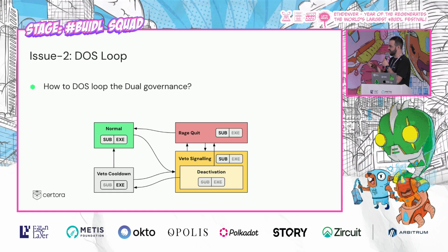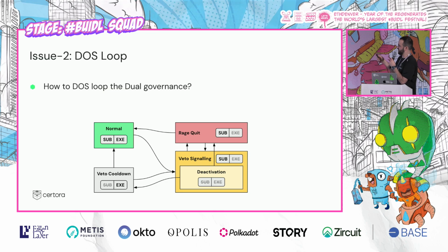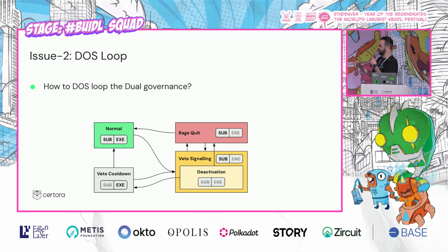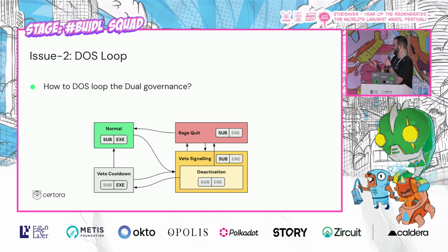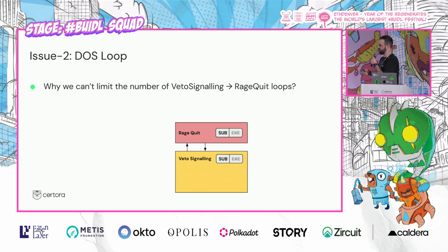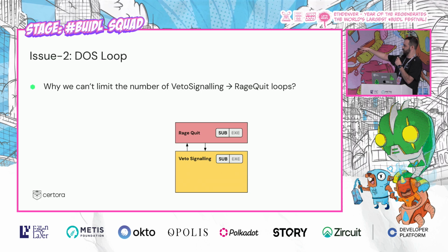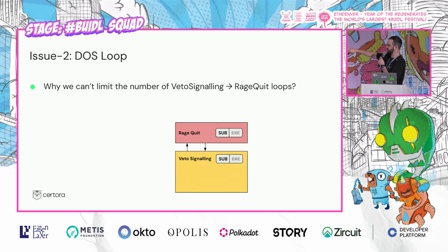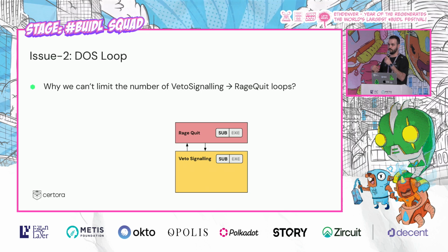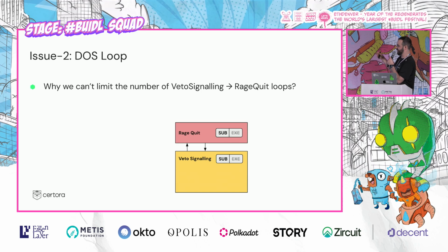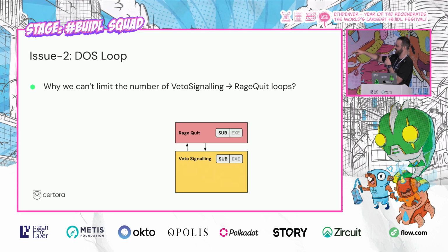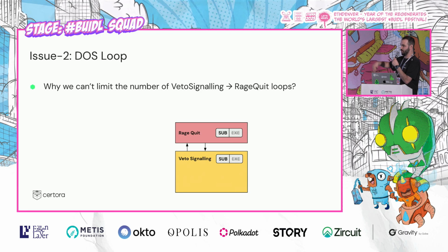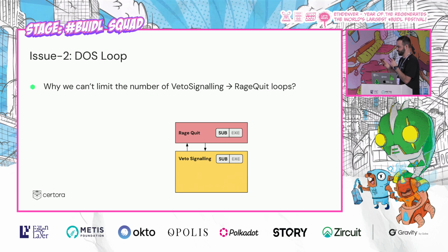And the second issue that I found is the DOS loop in the dual governance. So what is a DOS loop? Let's just focus on the important part. In these two states, you can see there is no execution between those two states. It means that doing veto signaling and doing retreat to protect the users, we are not allowing the DAO to execute anything. But as you see, we might be able to loop between them forever. Veto signaling, retreat, veto signaling, retreat, forever. And then the system is stuck, of course.